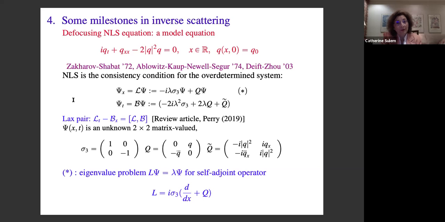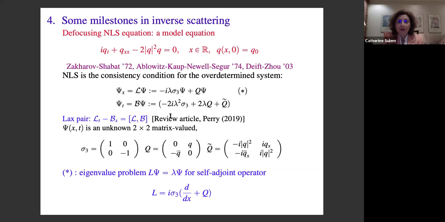And again, the first step is to find Lax pairs. And the nonlinear Schrödinger equation is the consistency condition for this system that is written below here, that is overdetermined. So ∂ψ/∂x equals Lψ and ∂ψ/∂t equals Bψ. These two operators L and B were discovered, I think, for the first time in Zakharov-Shabat, 71. And they satisfy the Lax pair.